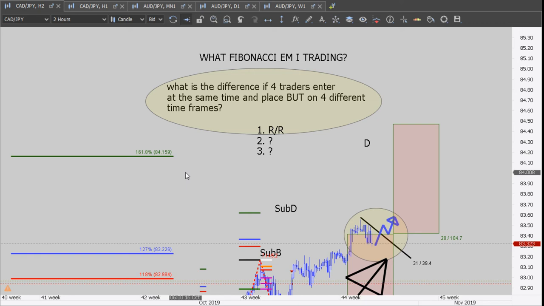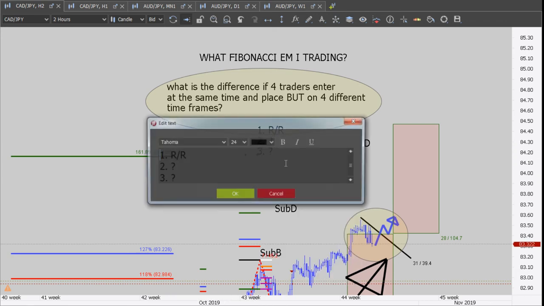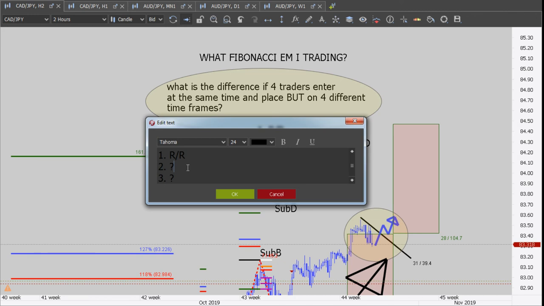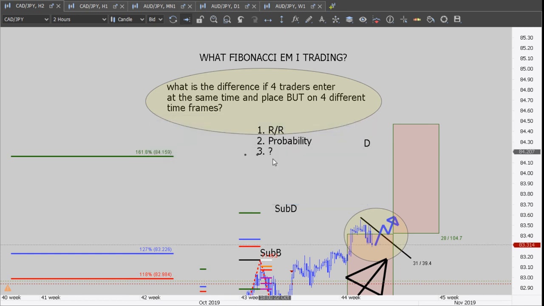You can risk 1% on all time frames. So lot size, time to shine, 2 points. Probability is going to be different. So risk reward, number two, probability. Number two, 2 points for time to shine. And one more that is the most important, number three.